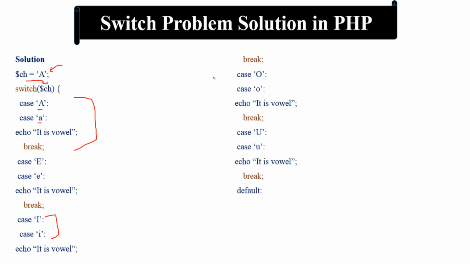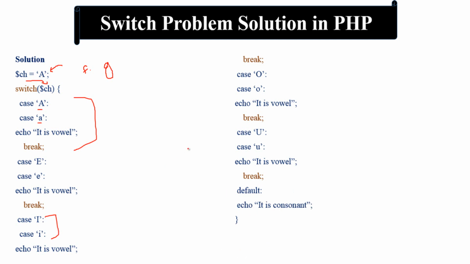In default, when a character is provided, for example F, you can see that no case is created for F. For example, if the user provides G, there is no case created for this character. Then the statement in the default keyword will be executed. You can mention a message that this is not a vowel and put the curly brace to end. So this is the solution.